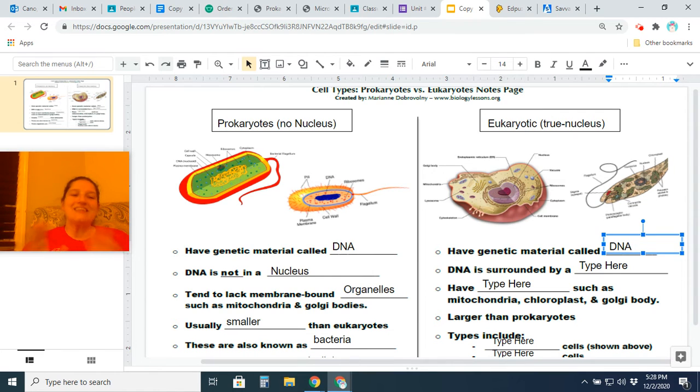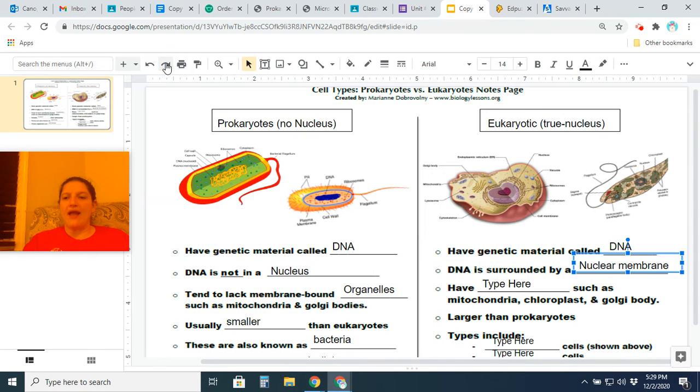The DNA is actually a little bit different. Prokaryotic DNA tends to be a single strand, and it's circular. Eukaryotic DNA tends to be individual strips of DNA, but we'll get into that later. The DNA, of course, is surrounded by a nuclear membrane, which means that we have that true nucleus. It is contained inside that membrane.